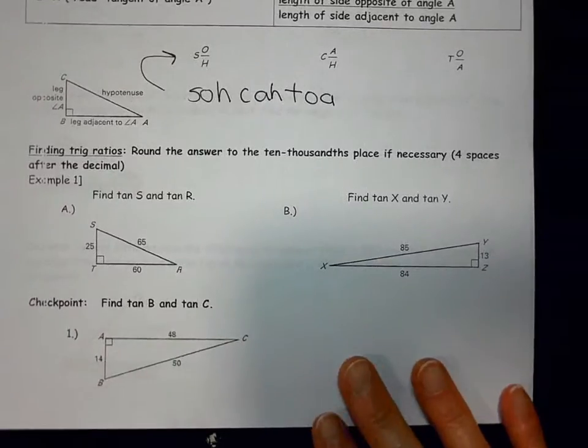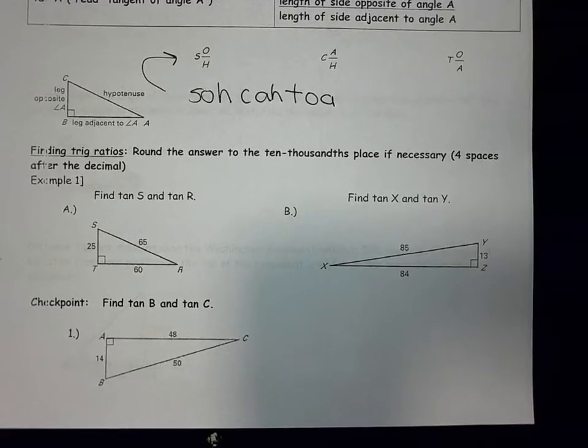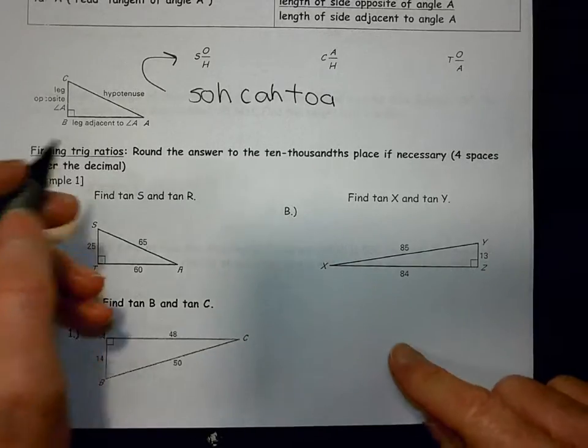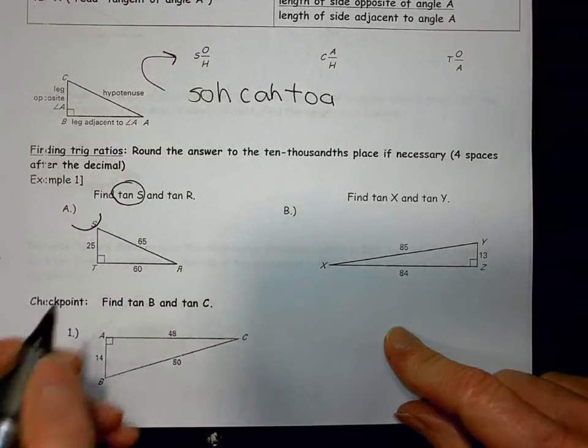Okay, so if we move it up, let it focus. It says finding the trig ratios, round the answers to the 10,000ths place, 4 spaces after the decimal. So we chose only one of these so it wouldn't get confusing. So we're going to find tan of S first. So we're going to be standing on S.